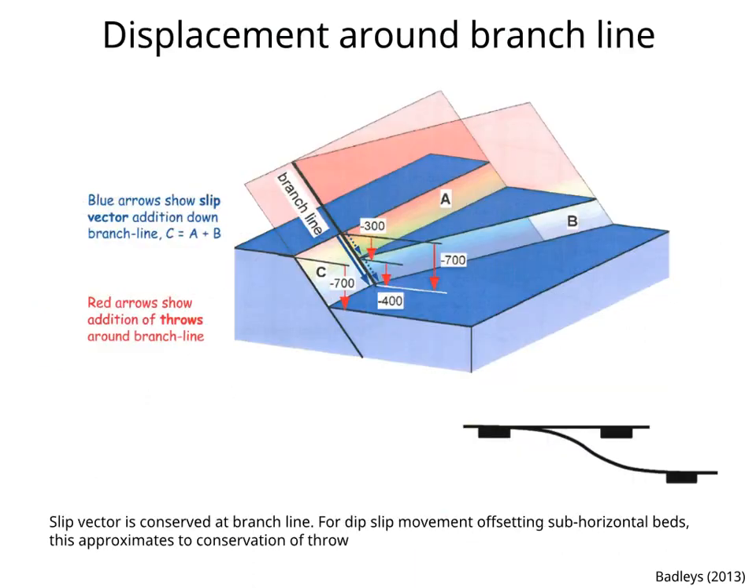This figure shows the displacement transfer at the intersection of two faults, where the faults are hard-linked. The blue arrows indicate the slip vector addition at the branch line. The dip slip of fault C is equal to the sum of the dip slips of faults A and B. The red arrows show the same but for fault throw. Fault C has throw of 700 units. At the branch line, fault A has throw of 300 units, and fault B of 400 units. The sum of the throws of these faults is equal to the throw of fault C. Fault slip is conserved at the branch line.